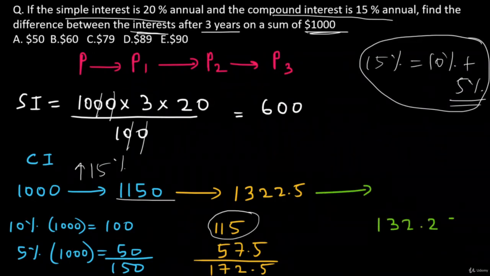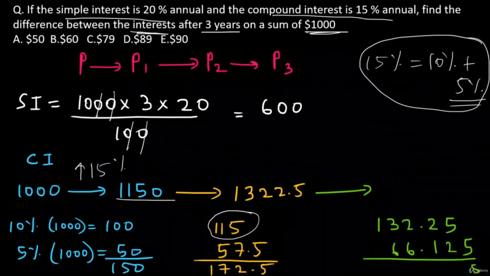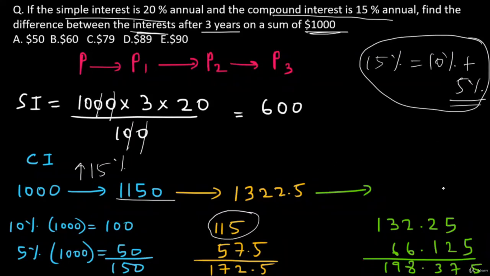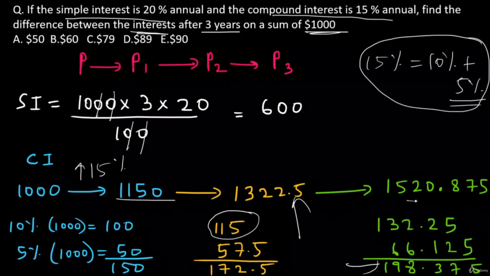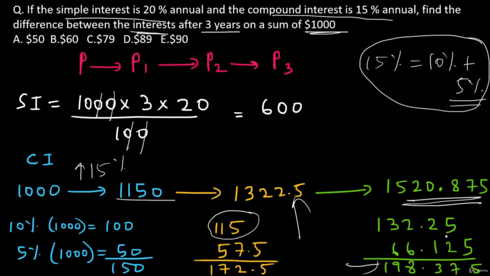So 10% is 132.25 and 5% is 66.125. Now when you add this, you get 198.375. All right. So you have to add this to 1322.5 and you get 1520.875. So this is the amount at the end of 3 years.